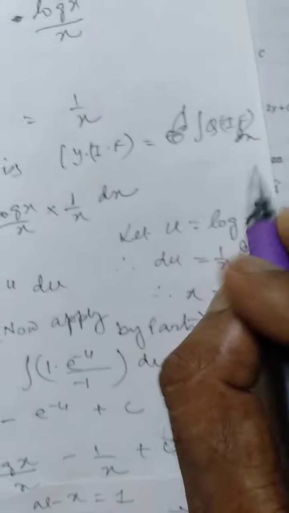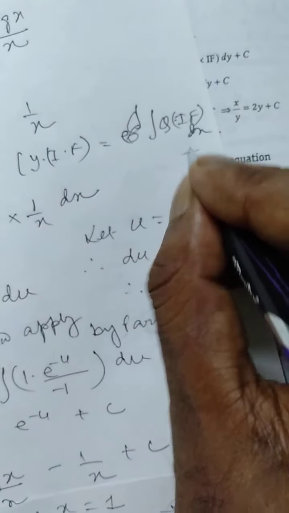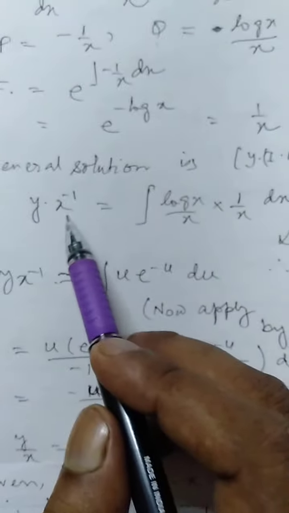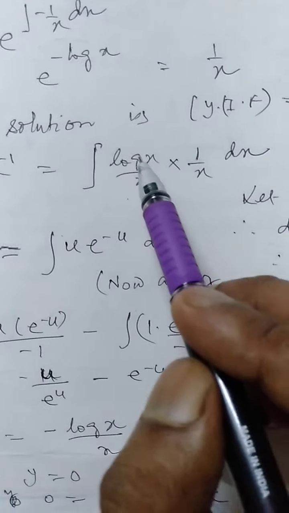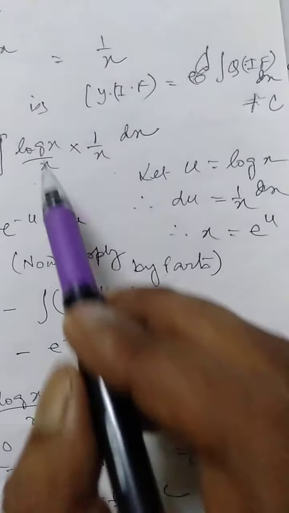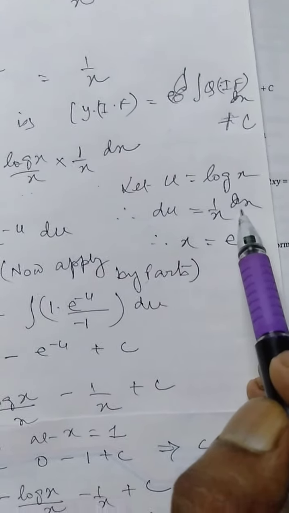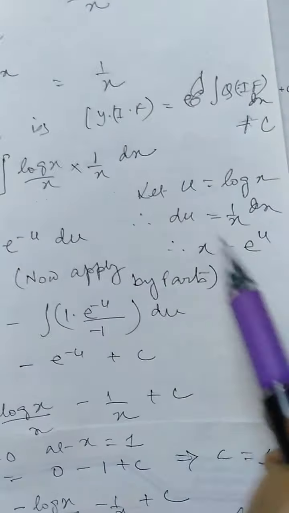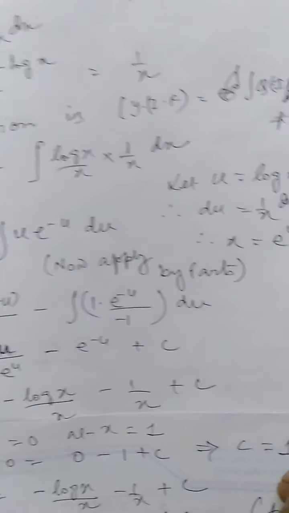Now the general solution rule I told you: y into IF is integration of q into IF dx plus c. So y into x to the power minus 1 is equal to integration of log x into 1 by x. Now here let us take a substitution. Let log x equal to u. So 1 by x dx equals du. Now if u equals log x, then x is what? e to the power u.